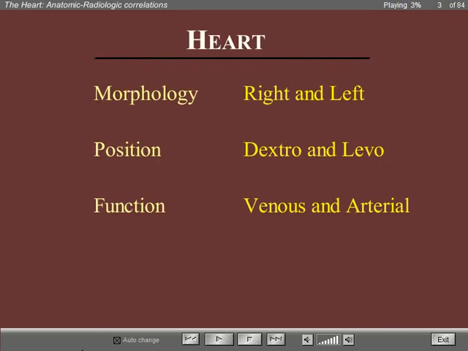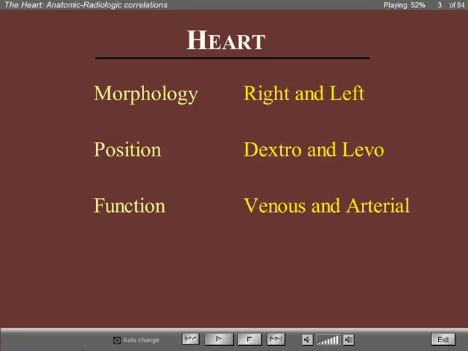When we refer to right and left, this means the inner architecture of the chamber. In other words, the right ventricle anatomically is a trabeculated ventricle, and the left ventricle has a smooth inner lining. It's a U-shaped cavity, and it is seen either to the left or to the right of the right ventricle.